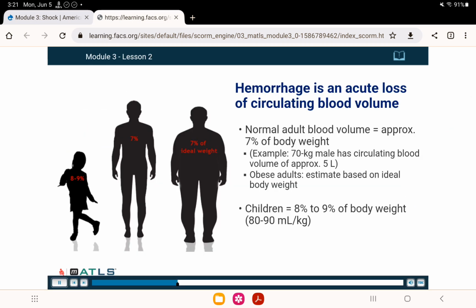Defined as an acute loss of circulating blood volume. Although it can vary considerably, normal adult blood volume is approximately 7% of body weight. The blood volume of obese adults is estimated based on their ideal body weight, because calculation based on actual weight can result in significant overestimation. The blood volume for a child is calculated as 8 to 9% of body weight, or 80 to 90 milliliters per kilogram.